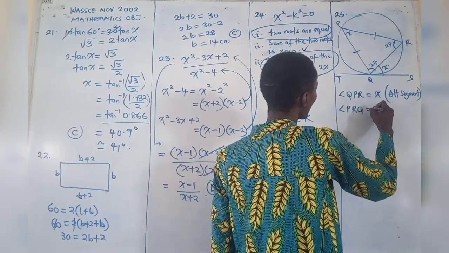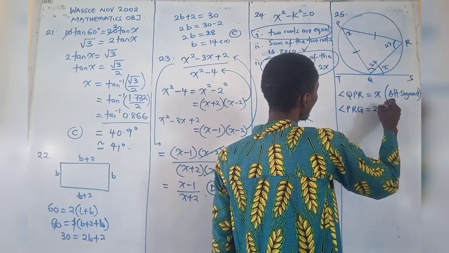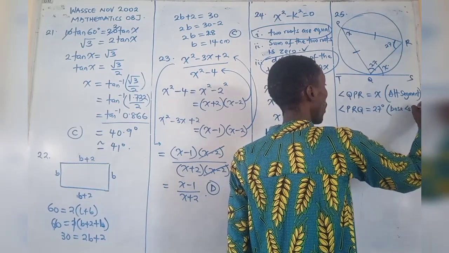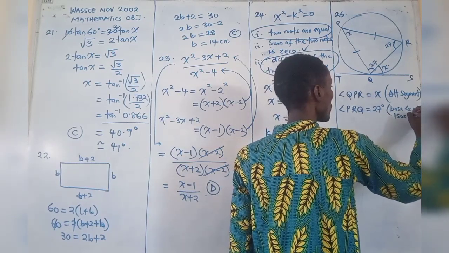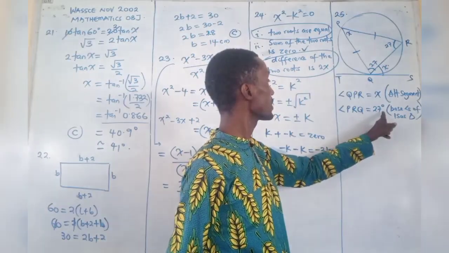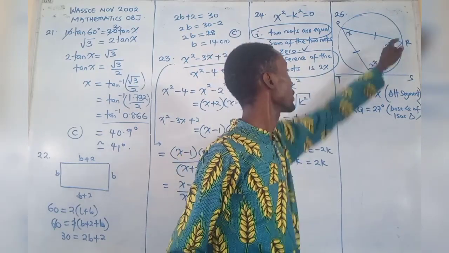Angle PRQ is equal to 27 degrees. What's the reason for that? Base angles of an isosceles triangle. The base angles of an isosceles triangle will produce this answer. These two angles will be equal.